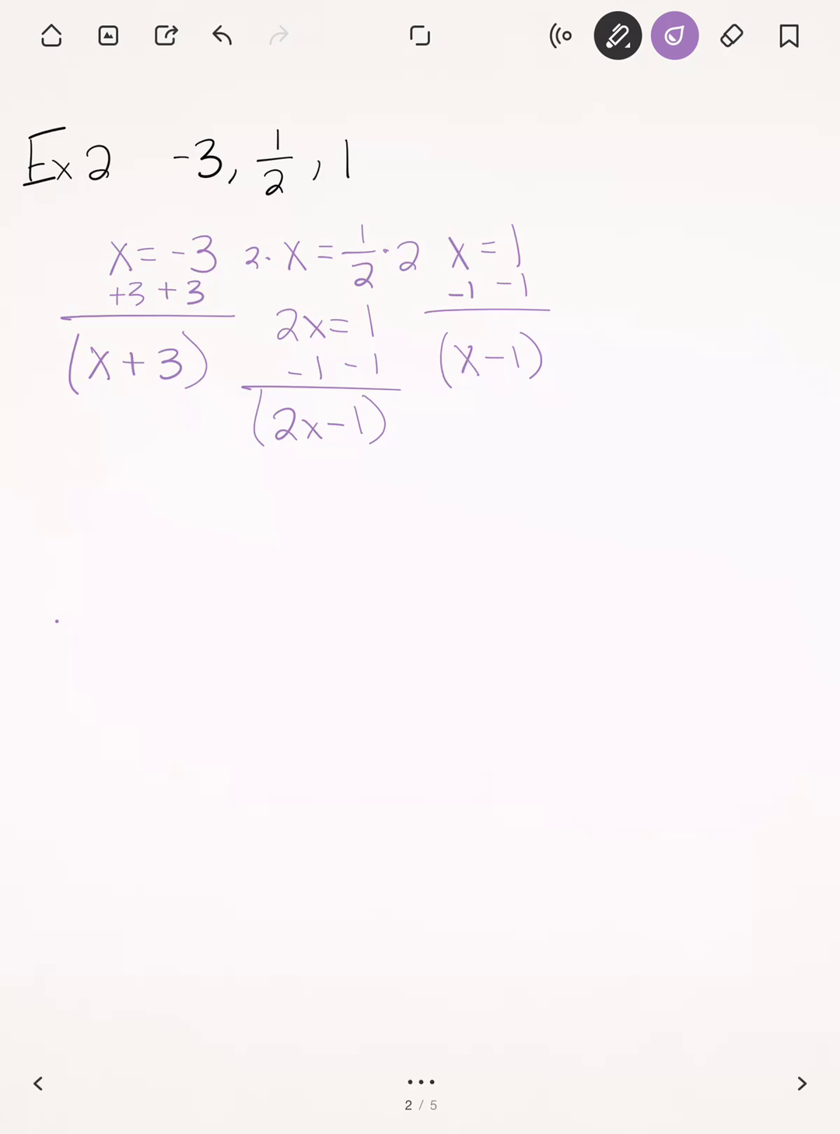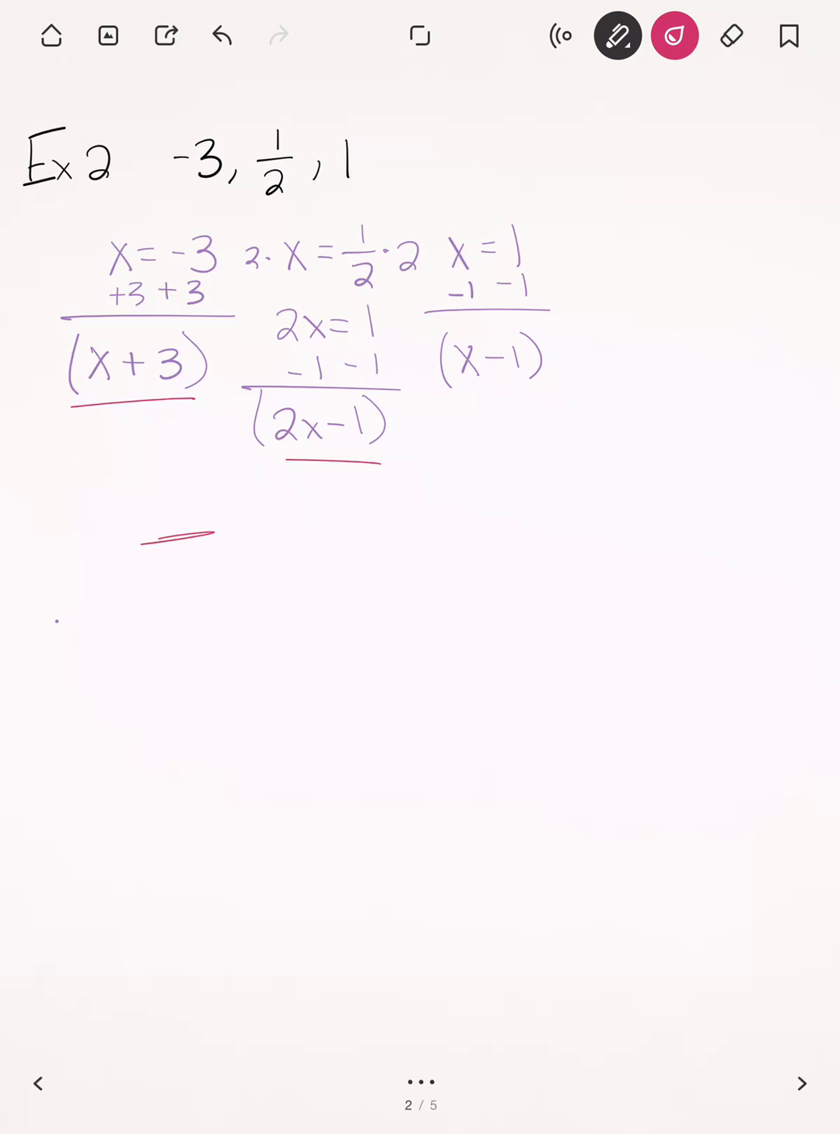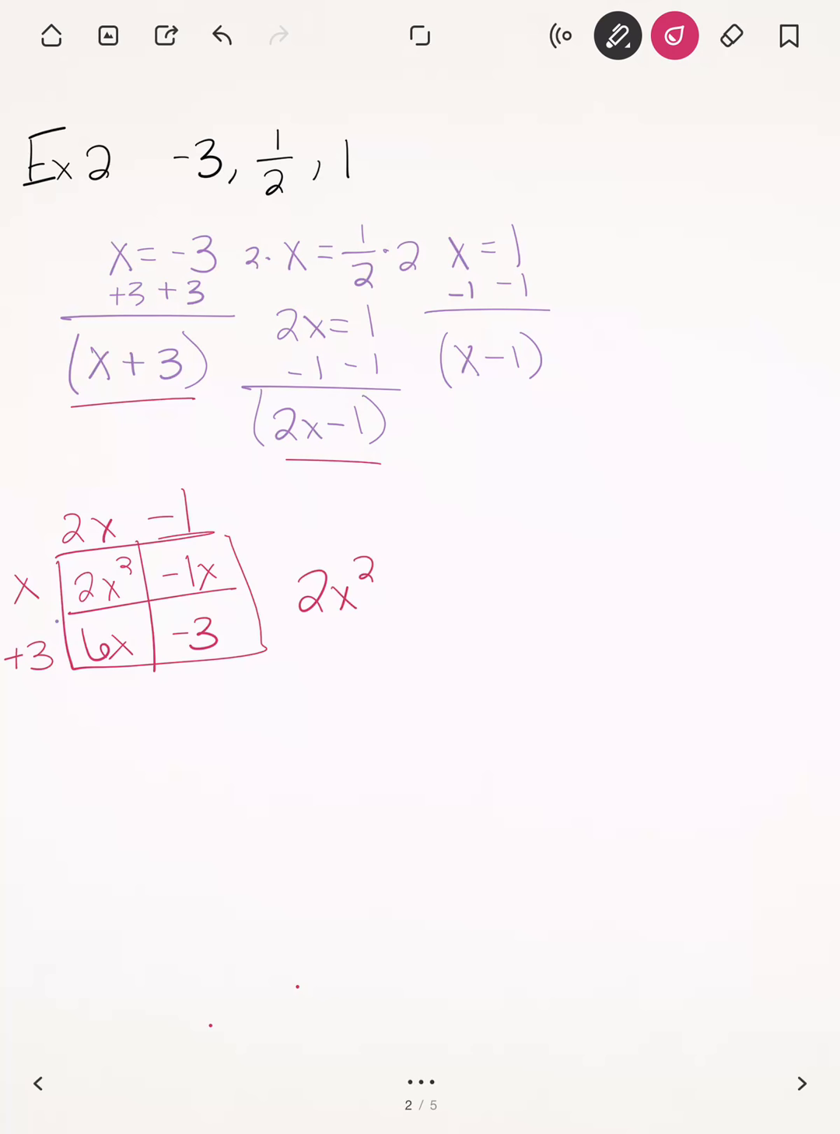So what I'm going to do is multiply these together. I'm going to take these first two and multiply them. Again, I do the box method. I get x plus 3 and 2x minus 1. x times 2x is 2x squared. x times -1 is -1x. 2x times 3 is 6x. 3 times negative 1 is negative 3. I combine my like terms. When I do that, I get 2x squared. 6x minus 1x gives me a positive 5x, minus 3.